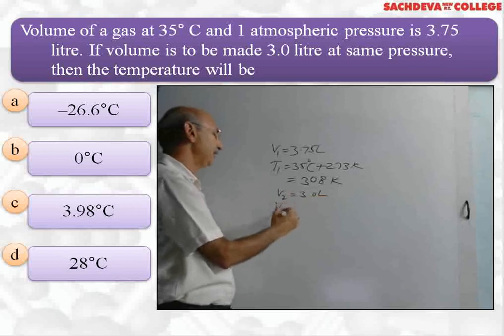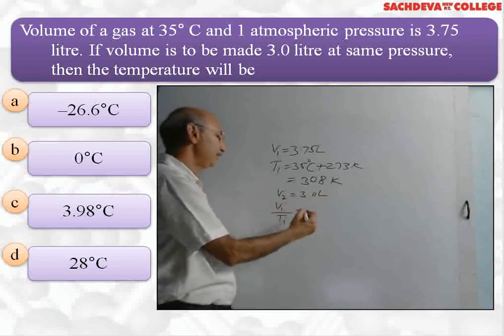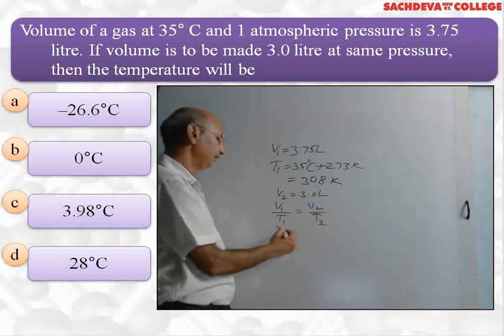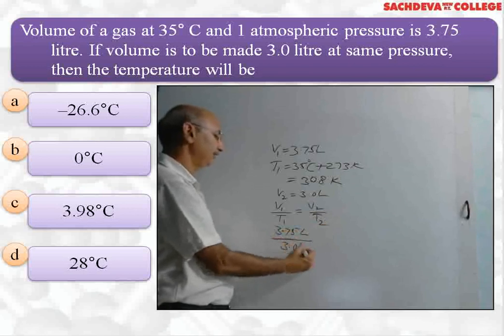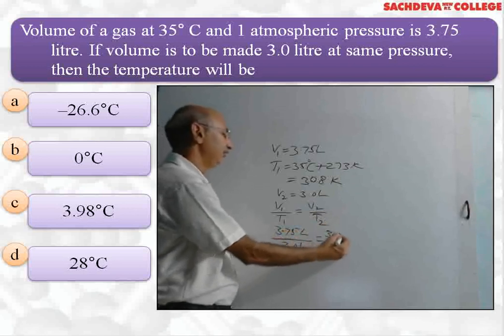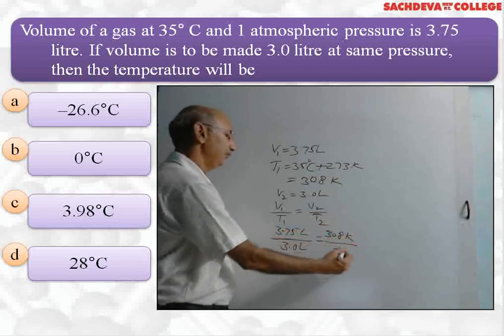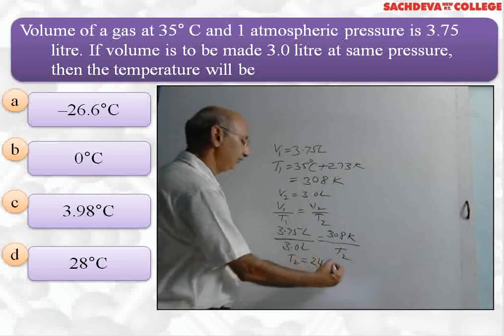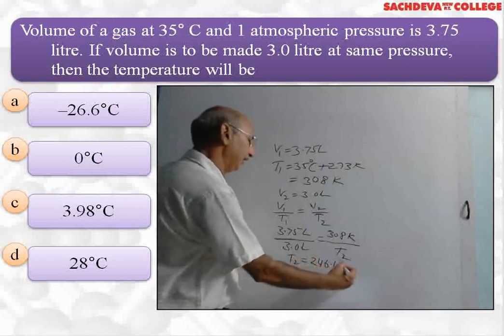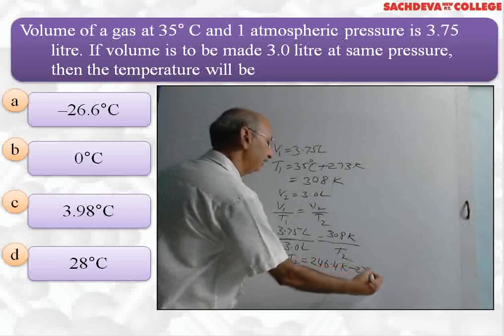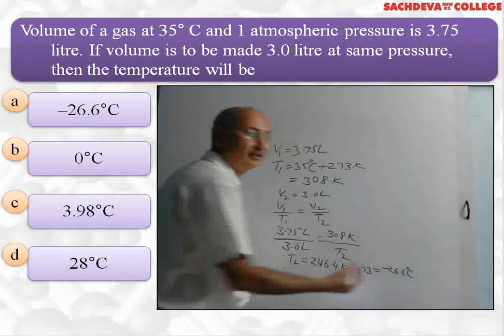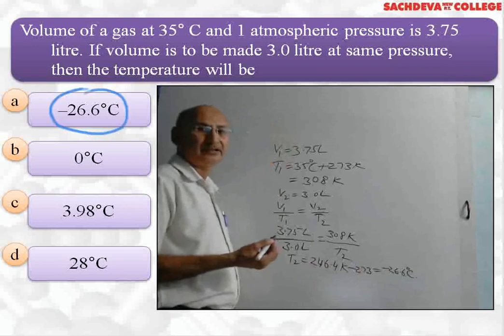So the law applicable will be Charles law. V1 over T1 is equal to V2 over T2. V1 is 3.75 liters, V2 is 3 liters, T1 is 308 Kelvin. T2 we have to find out. T2 will come out to be 246.4 Kelvin. Minus 273 will come out to be minus 26.6 degrees centigrade. That is, A part is the correct answer.